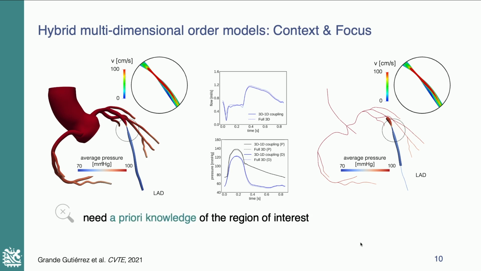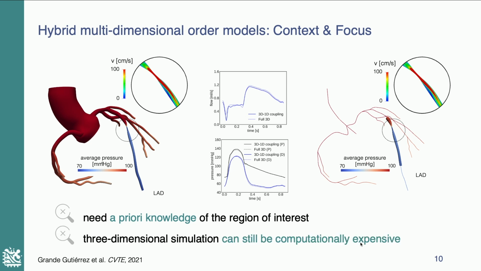Now, there are still some limitations. One is that you need to know a priori what your region of interest is. That may not always be the case. So for example, in this case, it's pretty obvious. If you have a stenotic region, that is probably where you want to focus your attention, but sometimes that may not be as straightforward. And also, you still have to do a computational simulation, and typically that region of interest is where more of the computational cost is going to be concentrated. So it can still be quite computationally expensive, and maybe you still need to use some resources that are not available in the clinical setting.